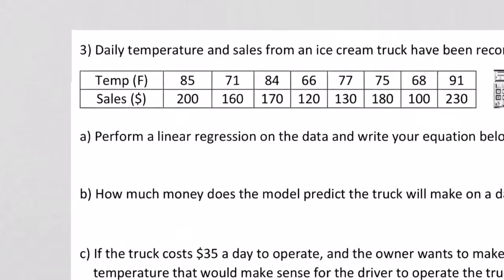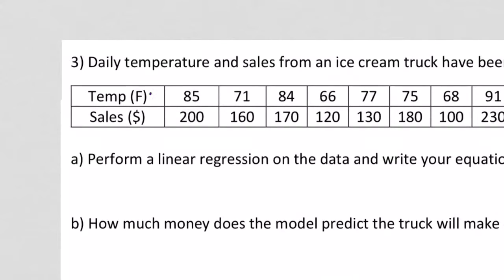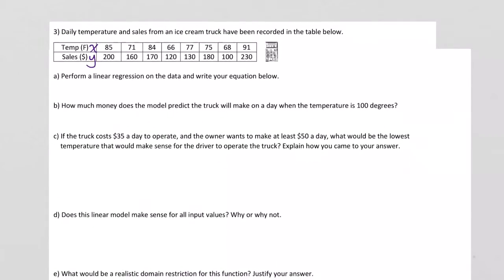Things we need to know: temperature is our independent variable, our x values. Sales are our dependent variable, the y value. Think about why that is. The temperature outside will never depend on how much money some random dude makes selling ice cream. But how much money some random dude makes selling ice cream might possibly depend on the temperature outside. So we know temperature is our independent variable, our x values, and sales are our dependent variable, our y value.